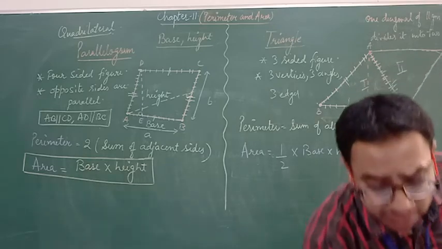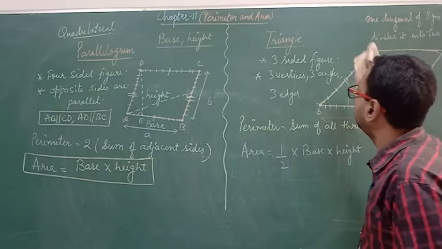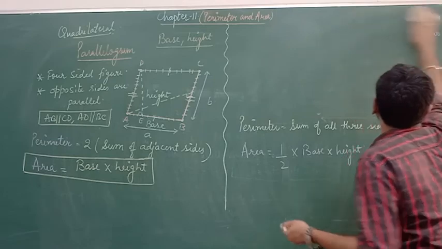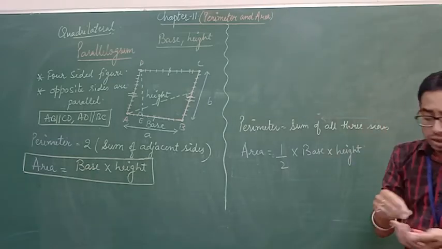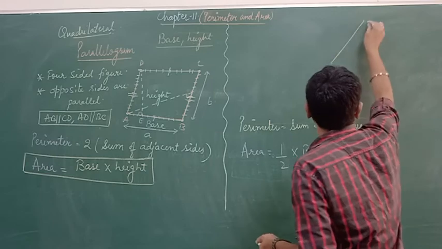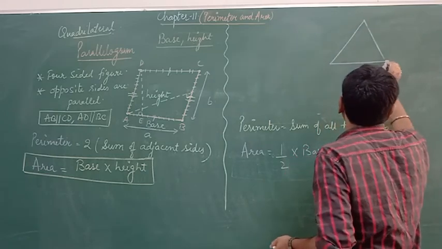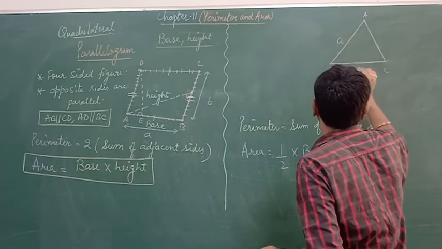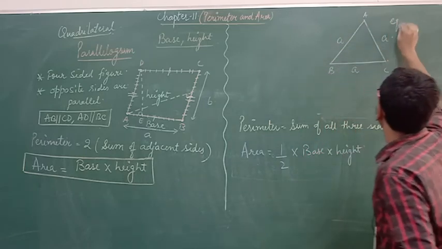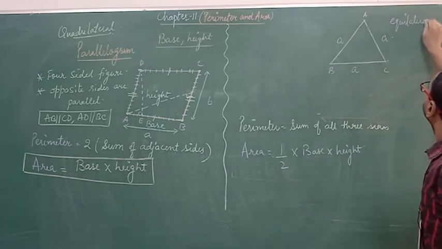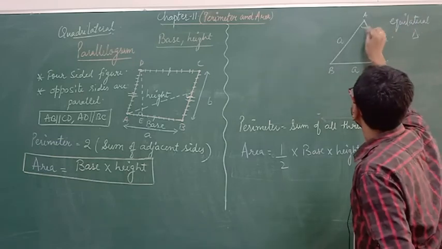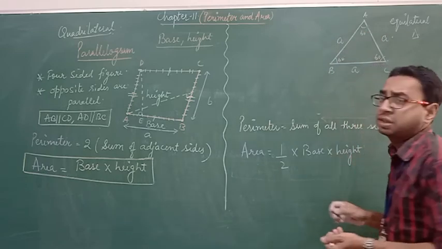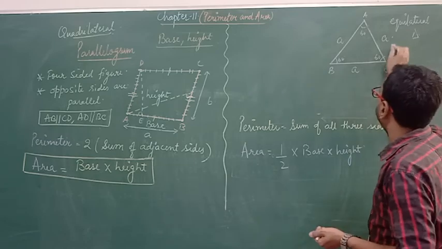One more thing. We have the area of an equilateral triangle. This is also very important. Equilateral triangle, whose all sides are equal. Very simple formula. Need not worry. A, B, C, with sides A, A, A. This is called an equilateral triangle. All sides are equal. Each angle is 60 degrees. Perimeter will remain the same. If this is A, 3A.